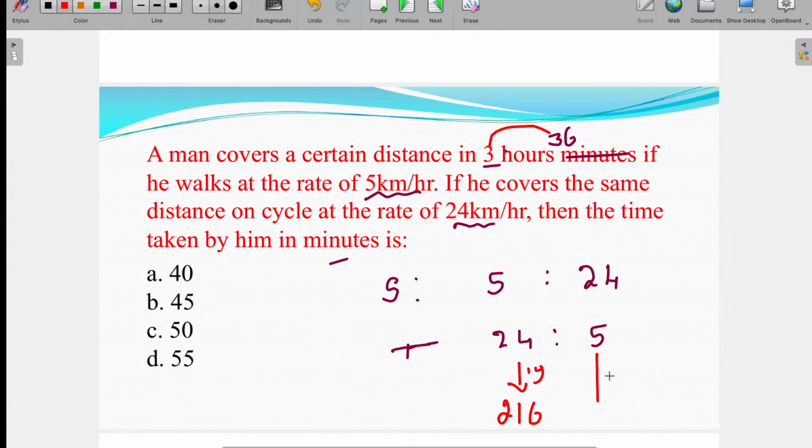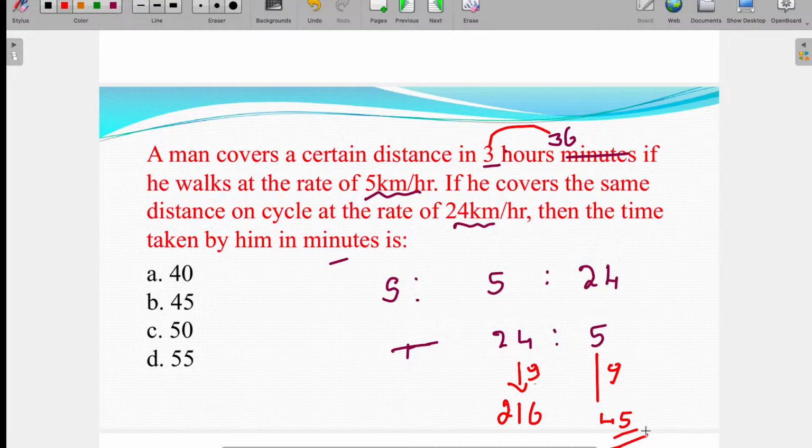Then 9 into 5. Sorry, I was writing 19, but 216 divided by 24 is 9. One part is equal to 9. 9 into 5, 45 minutes it is taking.